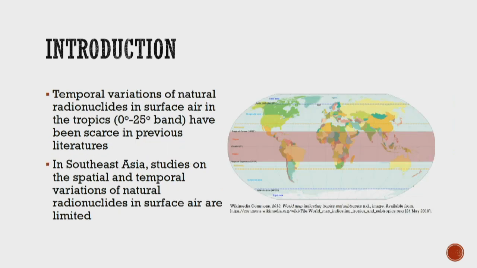However, based on what we know, studies on the temporal variations of natural radionuclides in surface air, particularly in the tropics between the 0 to 25-degree band from the equator, have been scarce in previous literature. Most studies on natural radionuclides in surface air are in areas above this tropical band. In particular, in Southeast Asia, studies on the spatial and temporal variations of natural radionuclides in surface air are quite limited. Of course, there are studies on depositional fluxes of these radionuclides.